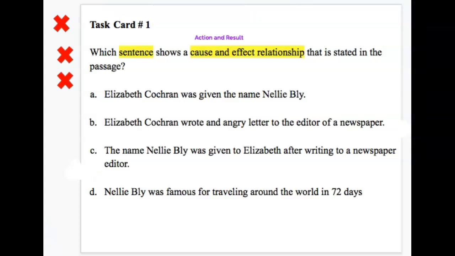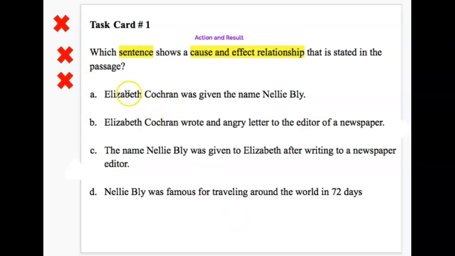We learned last week that even though the main text structure for the article was description, it can still have a cause and effect relationship within the passage. It could have one sentence or so that still has a cause and effect, which is an action and a result. When we're picking our choices, it has to have both the action and the result. If it just has the action or just has the result, it can't be the answer. It needs to have both.